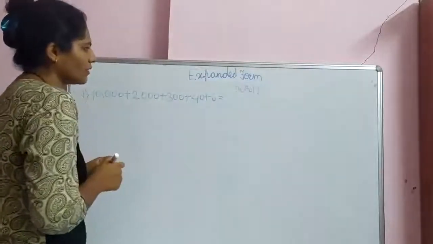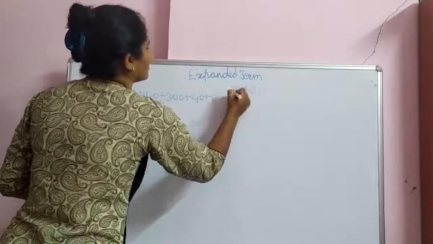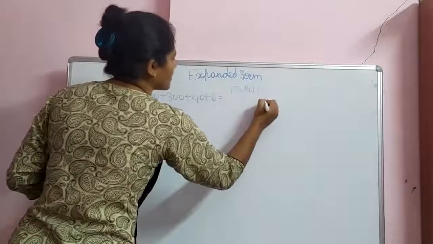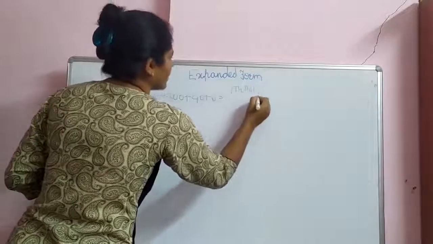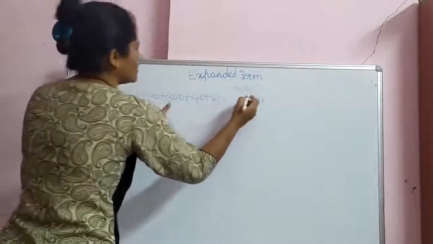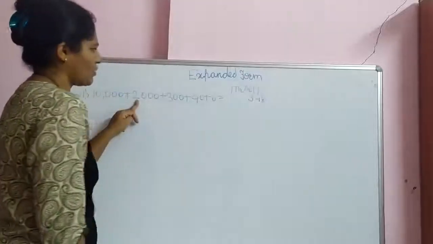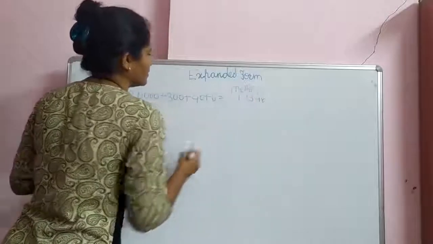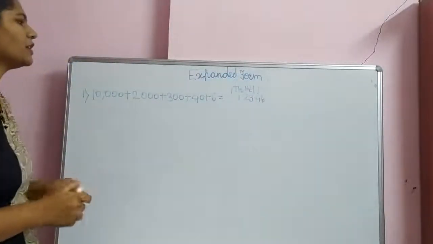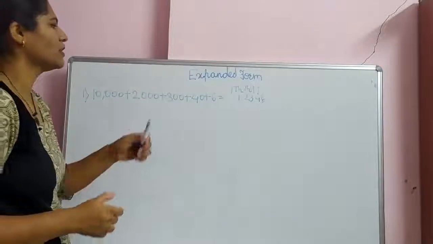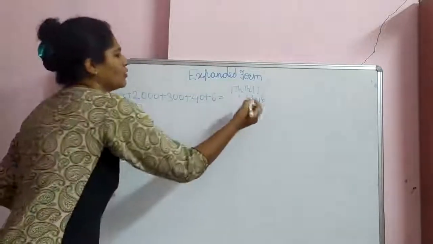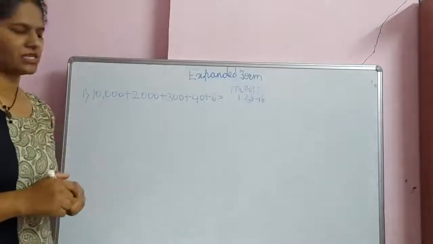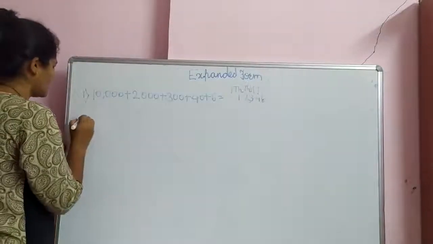See. In the ones place, which number is there? That is the 6. Then tens place 4, hundreds place 3, then thousands place 2 and ten thousands place 1. So this number is the standard numeral. We can regroup it, we can make a group. So this one is 12,346.